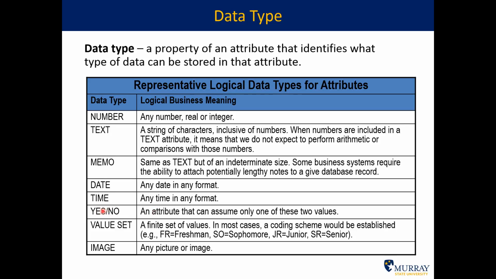Then you have the so-called binary or Boolean, the so-called yes or no data types. For example, graduate student, yes or no, or student graduation status, graduated, not graduated yet, or male or female. Then you have value set. Value set means there's a finite set of values. For example, level of a student: freshman, sophomore, junior, or senior. The key here is that it's a predefined value set. Or sometimes it can even be an image. You can have an attribute that stores images, let's say photos of students that we can use for identification purposes.